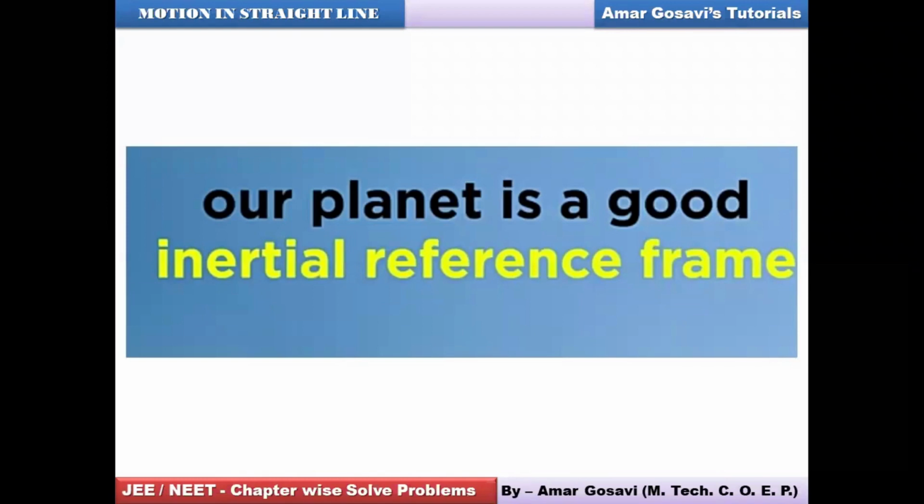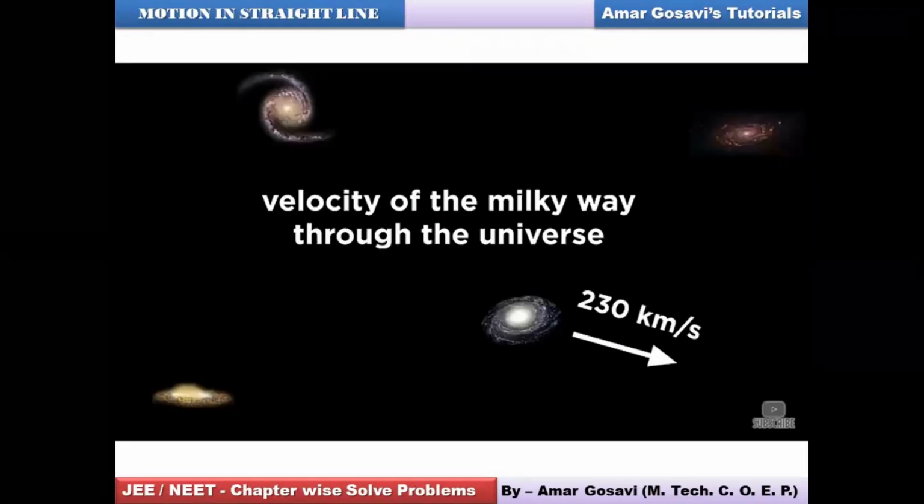So what can be the assumption for us? Our assumption then is our planet is a good inertial frame basically. So somebody who's observing us from the moon, maybe that person would be in a non-inertial frame of reference for us. So let's proceed further then.